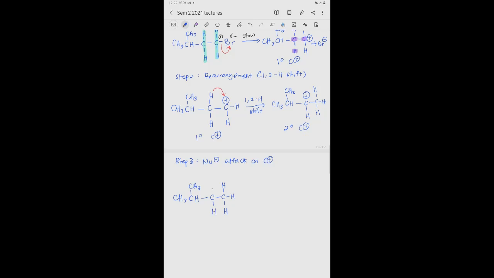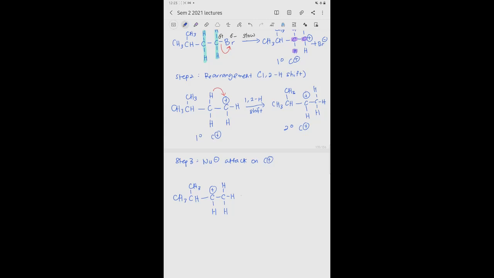Maybe you wonder why we do not do a 1,2 methyl shift instead of a 1,2 hydride shift. Because we can just do the rearrangement with the adjacent carbon. The adjacent carbon is the carbon next to the carbocation, exactly next to the carbocation. So although we have CH3 in the structure, that CH3 cannot be used in the rearrangement.